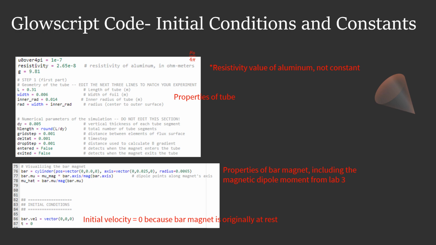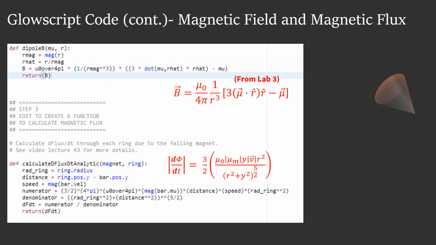Here we can also see the bar dipole moment calculation shown in line 77, and that the initial velocity is 0, as we're dropping it from rest. In this part of the code, we have the magnetic field equation, which we derived from lab 3, and the magnetic flux equation. By going through these two equations, we're able to determine how the bar magnet moves through the aluminum tube.